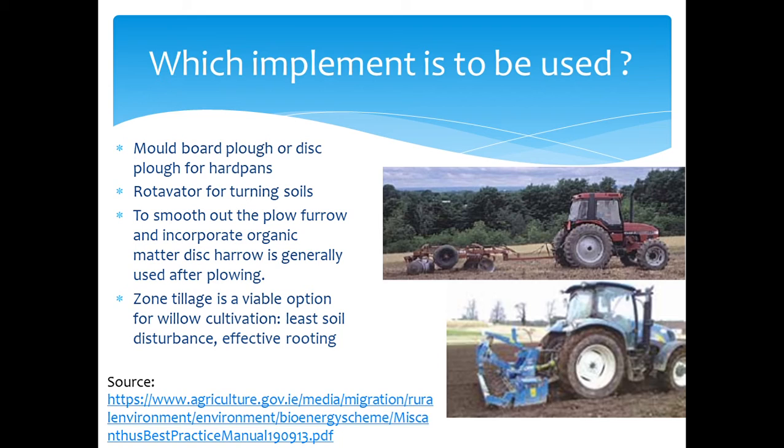Next we have the implement to be used for tillage. Depending on requirements of the area, we can have moldboard plow, rotavators, or disc harrows. Moldboard plows are generally used for hard pans, rotavators are used for turning soils, and disc harrows are generally used after plowing to smooth out the plow furrow. Also, in case of plantation crops, we have zone tillage, which is done so that least soil disturbance may be there and effective rooting of the crop can take place.